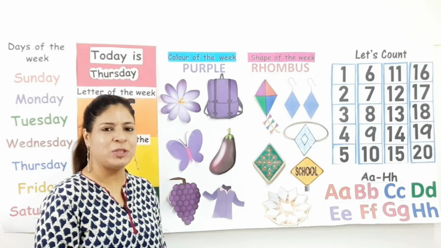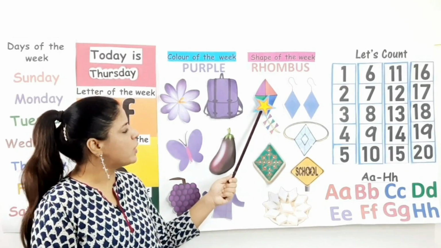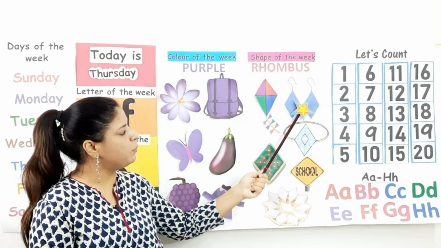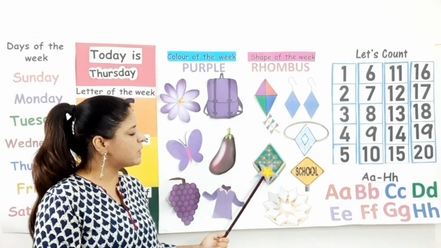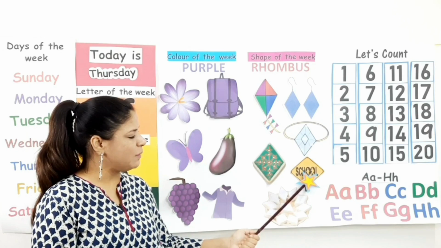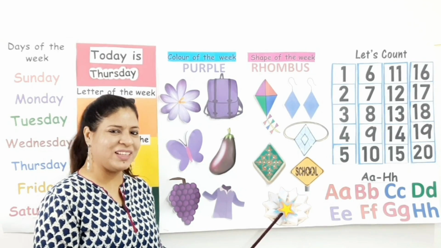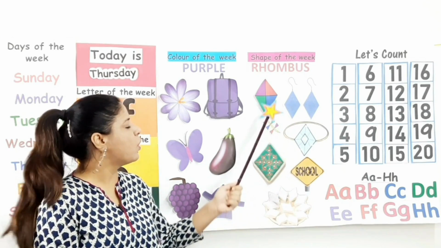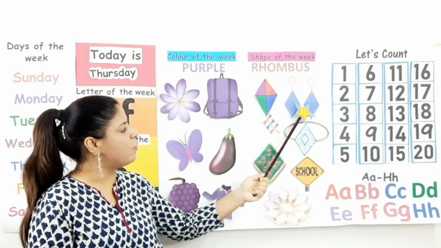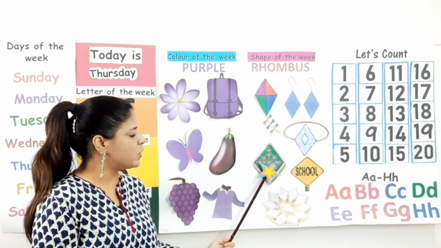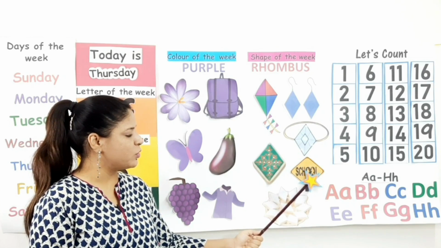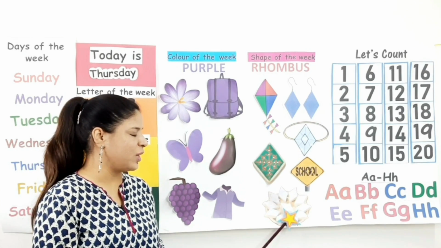Now let's see the pictures. Rhombus-shaped kite, rhombus-shaped earrings, rhombus-shaped ring head, rhombus-shaped Christmas cookie, rhombus-shaped signboard, rhombus-shaped sweet. Now say along with me. Rhombus-shaped kite, rhombus-shaped earrings, rhombus-shaped ring head, rhombus-shaped Christmas cookie, rhombus-shaped signboard, rhombus-shaped sweet.